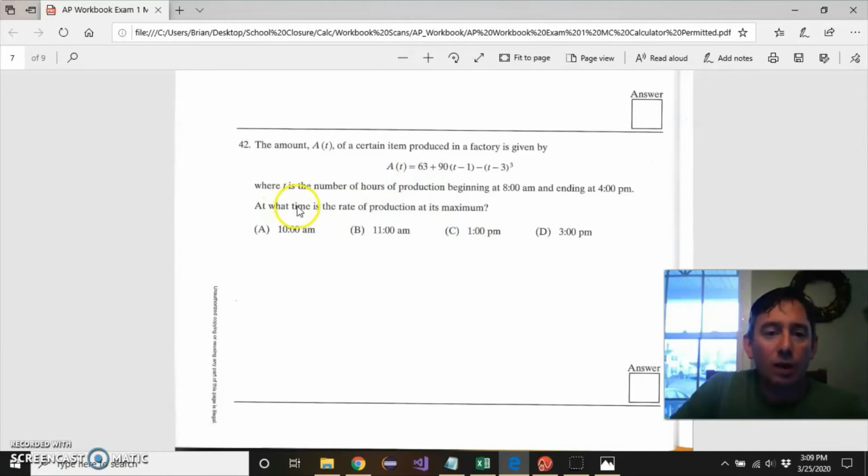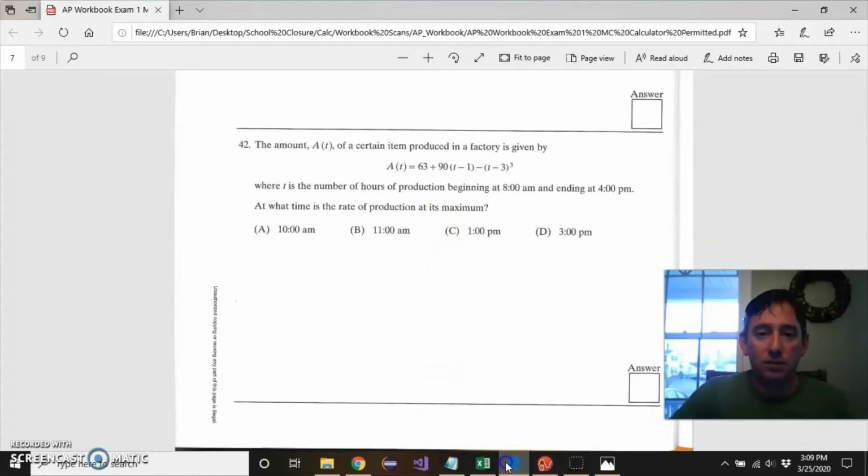We're asked at what time the rate of production is at a maximum, not when we have produced the most things. I would assume that we've produced the most things at the end of our workday, unless somebody, I don't know, set some on fire or threw some away. At the end of the workday, we will have produced the most. So that's not what we're being asked. I want to know at what time our rate is the highest.